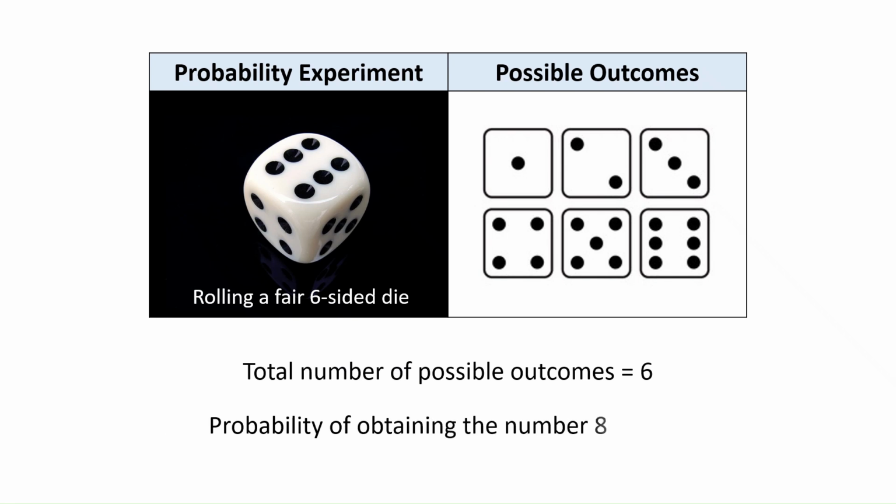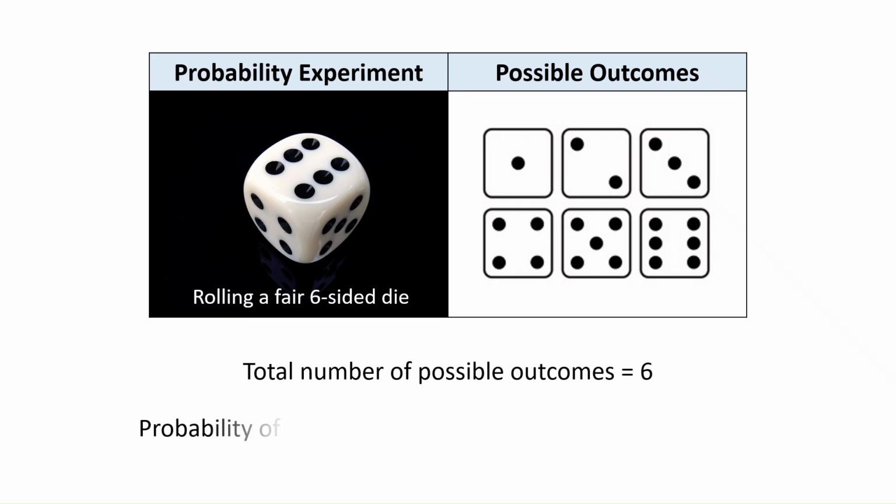What about the probability of obtaining the number 8? There are no favorable outcomes to this event of obtaining an 8. Hence, the probability of obtaining the number 8 is 0 out of 6, which is simply 0.